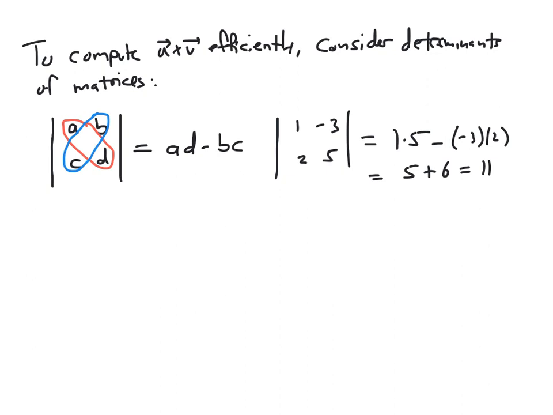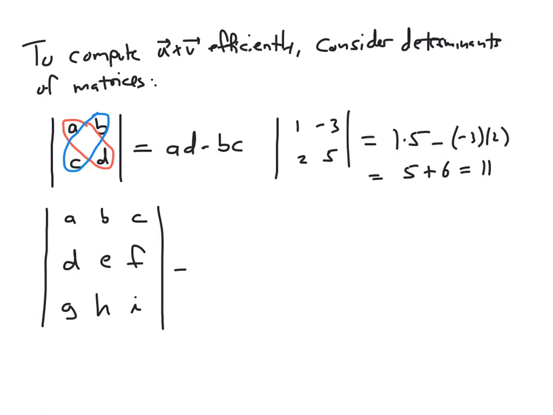Now, to compute the cross product, we need to compute 3 by 3 determinants. So I need to compute the determinant of the following matrix, something of the form ABC, DEF, and GHI. Now I know E and I have mathematical meanings elsewhere. In this example, E and I are just real numbers. And so the way that we're going to look at this determinant is in the following way.